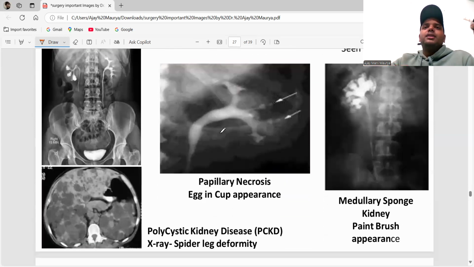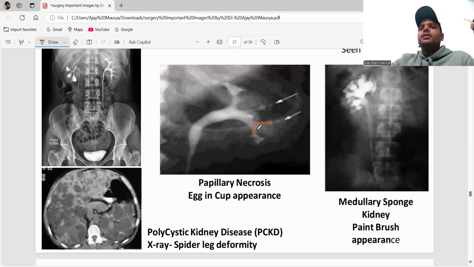Okay, see guys, this is papillary necrosis. It's the egg cup appearance. Egg cup appearance is in the case of papillary necrosis. This, guys, is the medullary sponge kidney. It's like a paintbrush appearance.